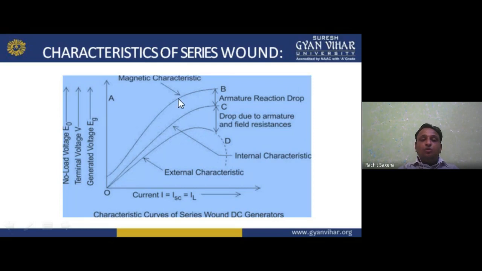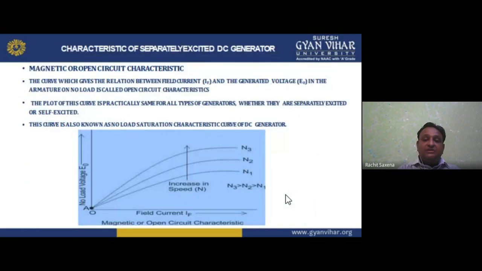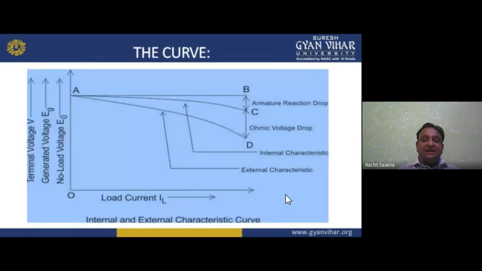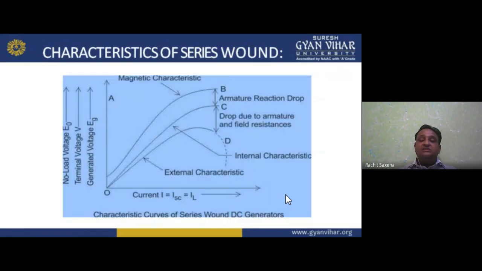So that is your no load characteristic. That is your internal characteristic. That is your external characteristic. Now this is showing you the magnetic characteristic, internal characteristic, and external characteristic of series wound generator. The previous one is for the shunt wound, and this is for the separately excited. Separately excited, again shunt wound, and this is the series one.